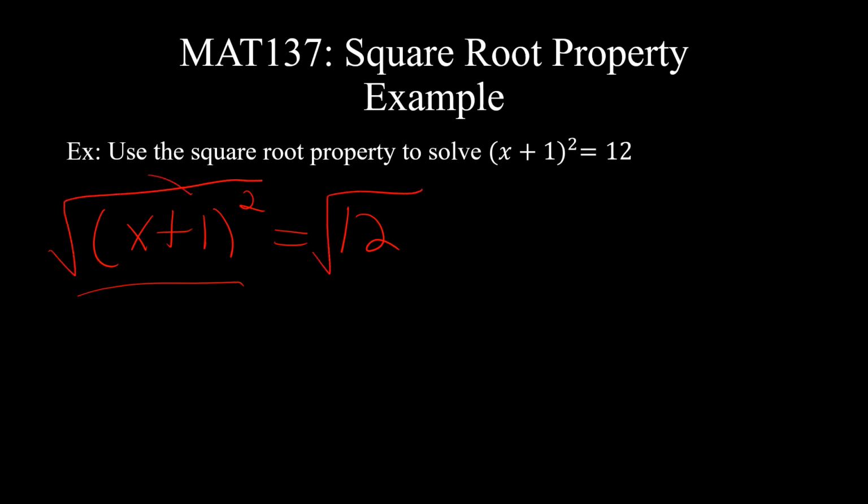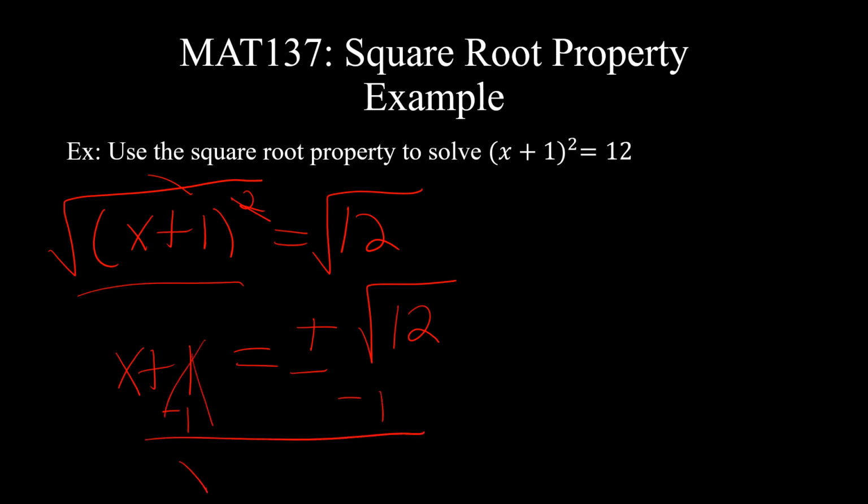I know that a square root cancels a square, so I've got x plus 1 on my left side. I know that when I use the square root property, I have to consider both the positive and negative cases of that root. So I've got x plus 1 equals plus or minus the square root of 12. I'm trying to isolate x, so I've got to get rid of this 1. So I'm going to subtract 1 from both sides. My 1 goes away here. So I'm left with x equals plus or minus the square root of 12 minus 1.